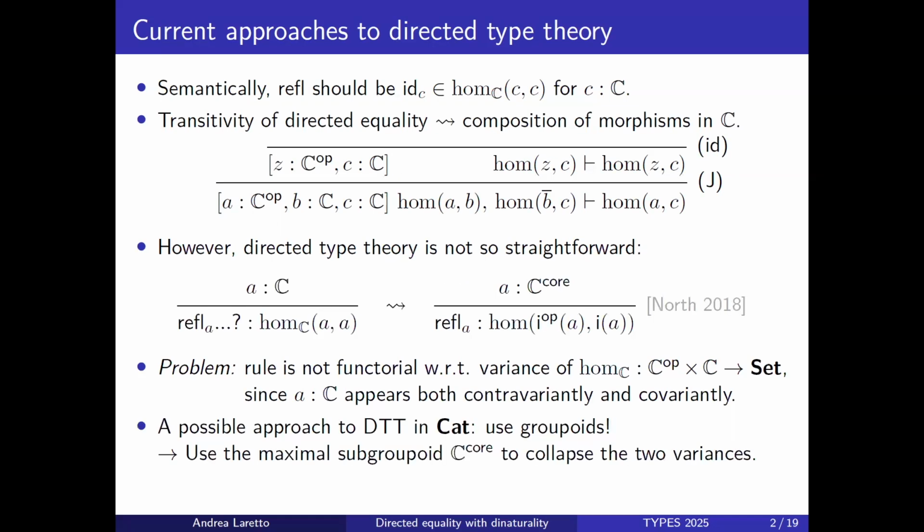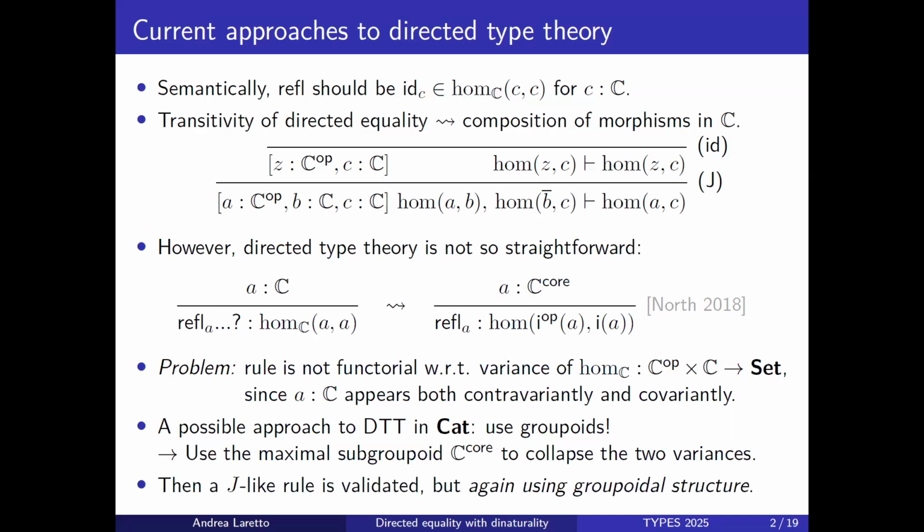One solution to this by North is to instead use C core, which is the maximal subgroupoid of C. Then you also have a J rule for this, right? Can you do better? Can you do without groupoids? For example, with two-sided dependent fibrations. But today I'll show you how to do this with dinaturality instead.